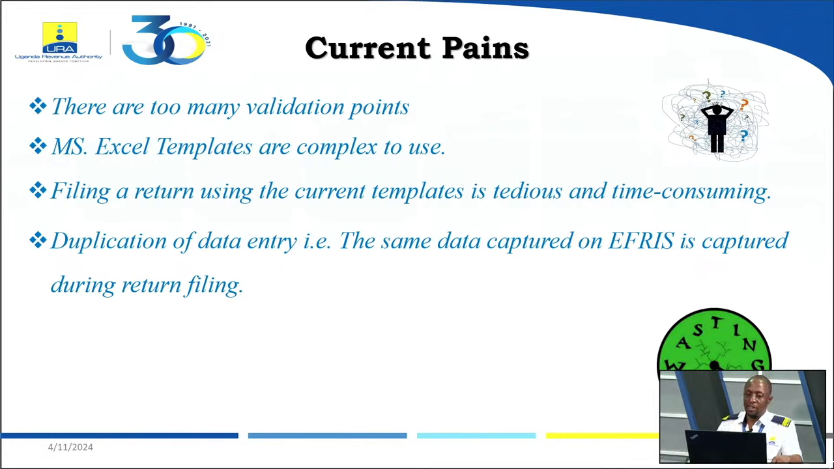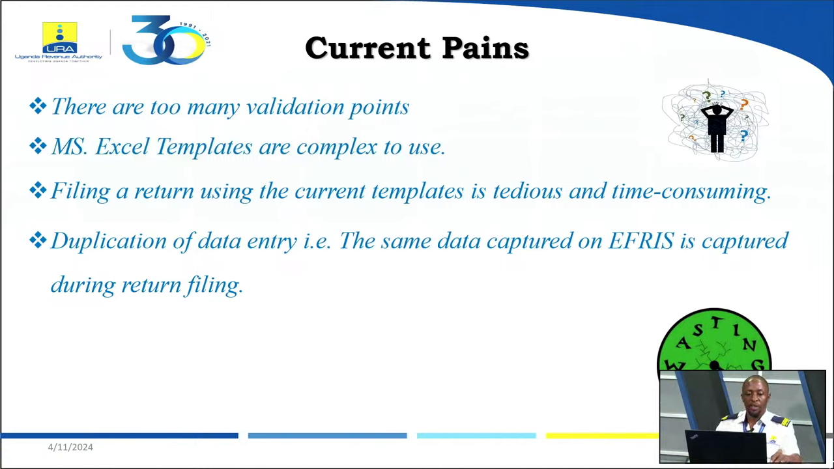You try to file a return and it is always trying to validate whatever you put in to see if it is correct. Then the MS Excel templates were complex to use. Some taxpayers used to have all the Excel. You find that the Excel of URA is not compatible with your Excel, so you find that you have to use another computer to file. So the MS Excel has now been eliminated.